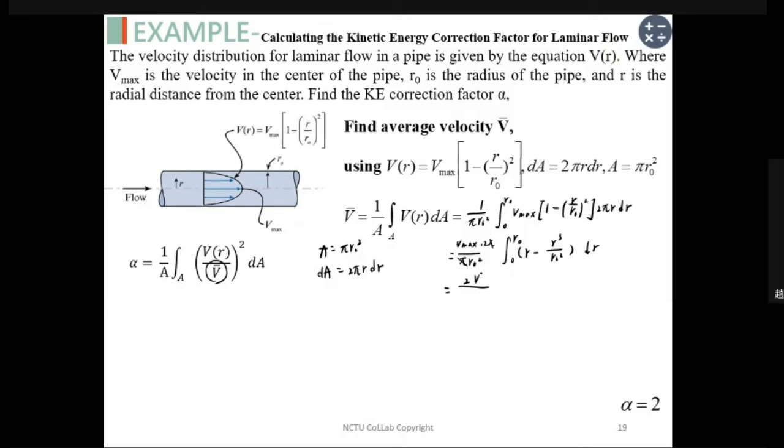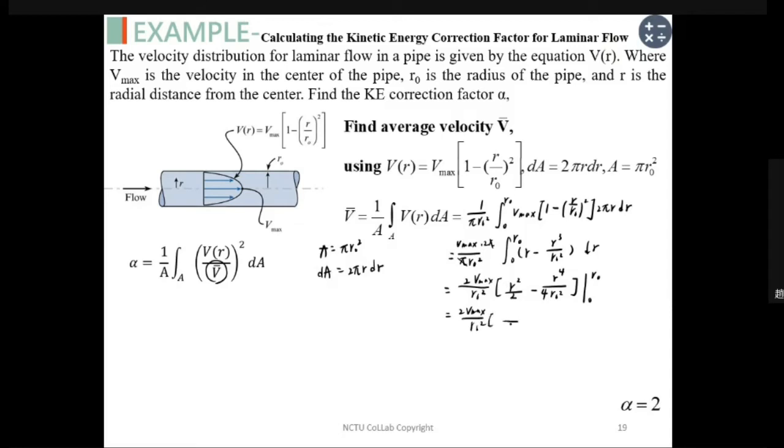Okay, and then we just do the integration of this problem. So the pi and the pi will cancel out here, and the upper part only has 2 times V max over r0 squared here, and we do the integration. So here is r squared divided by 2, minus r to the fourth power divided by 4 r0 squared.